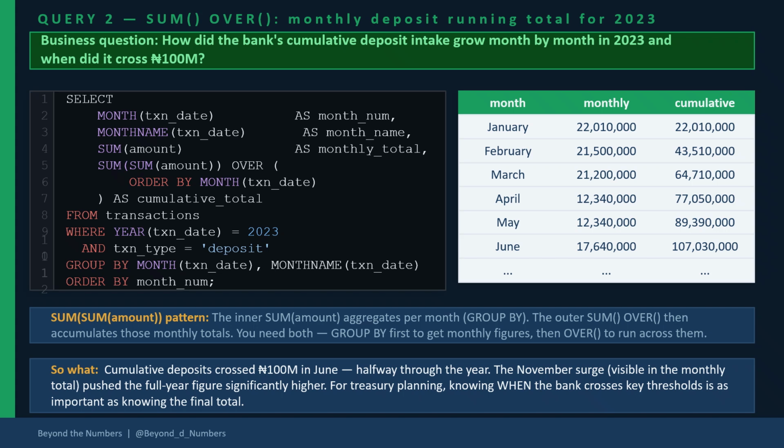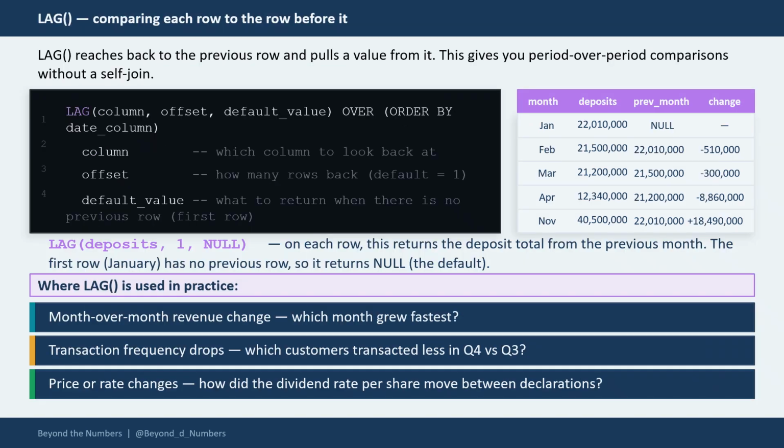That is how a data analyst is going to interpret that particular result. Then moving on, we have the LAG. The LAG reaches back to the previous row and pulls a value from it. This gives you period over period comparisons. The syntax: LAG(column, offset, default value) OVER (ORDER BY date).